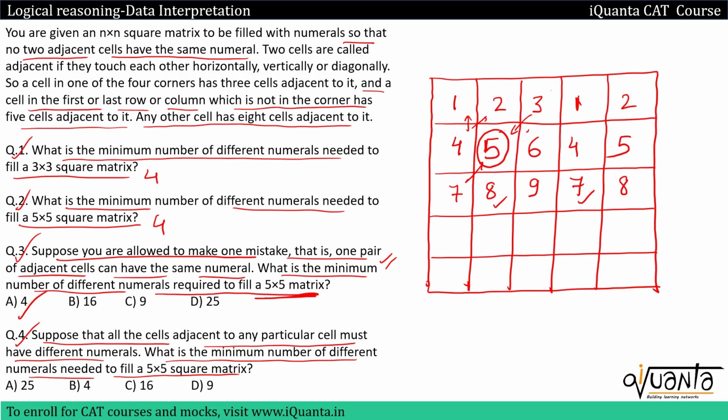After that, let us try to reuse any number if possible. So yes, we can use 1 here, then we'll have 2 over here, 3, 1, 2, and then the same in this row, 4, 5, 6, 4, 5. So yes, we can still fill a 5 cross 5 matrix using a minimum of 9 numbers over here. So option D will be the correct answer. That is how you have to solve this question.